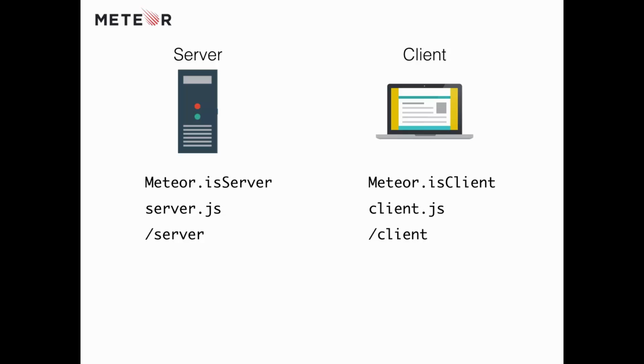And anything else that's not in server.js or server, or client.js or client, will get loaded to both. So let's say I create a foo.js file, that'll get loaded to both, and inside of there I would use a Meteor.isServer check if I only wanted to run a certain part of the code inside of server.